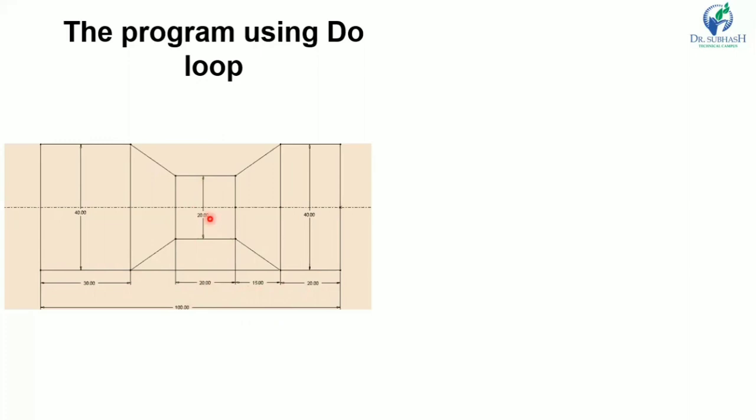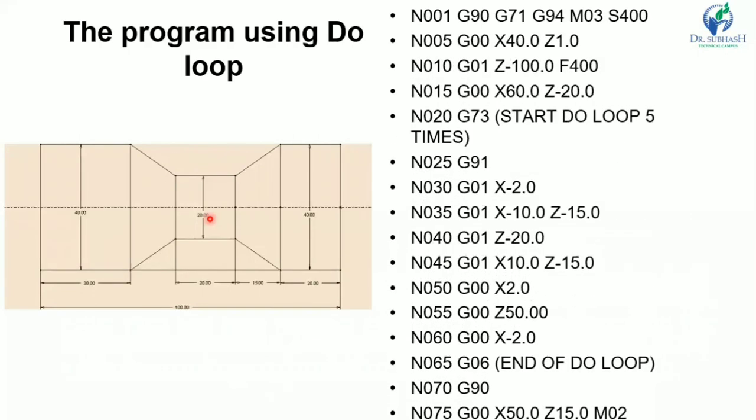So there are two taper turning steps and one straight turning. So material cannot be removed in a single pass. This part program without do loop will involve the calculation of intermediate points. So keeping the maximum depth of cut as 2 mm, the material will be removed in 5 passes. So the program using this do loop is like this.